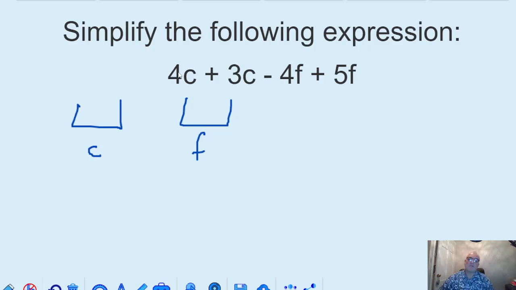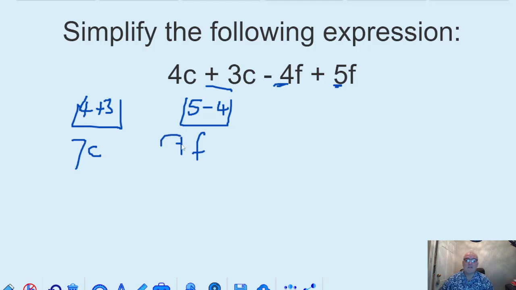So let's put the positives in first. So I've got 4C and I'm adding 3 to it. So 4 plus 3 gives me 7. Now I've got negative 4F and I've got positive 5F. So let's put the positive one in first. Let's put 5 in, and then I'm going to subtract 4 from it. So 5 take away 4 gives me 1.